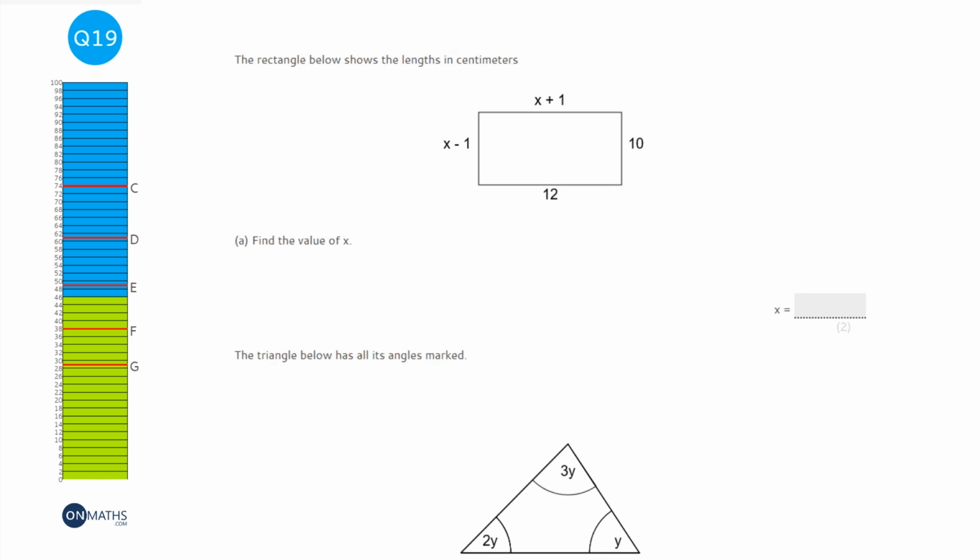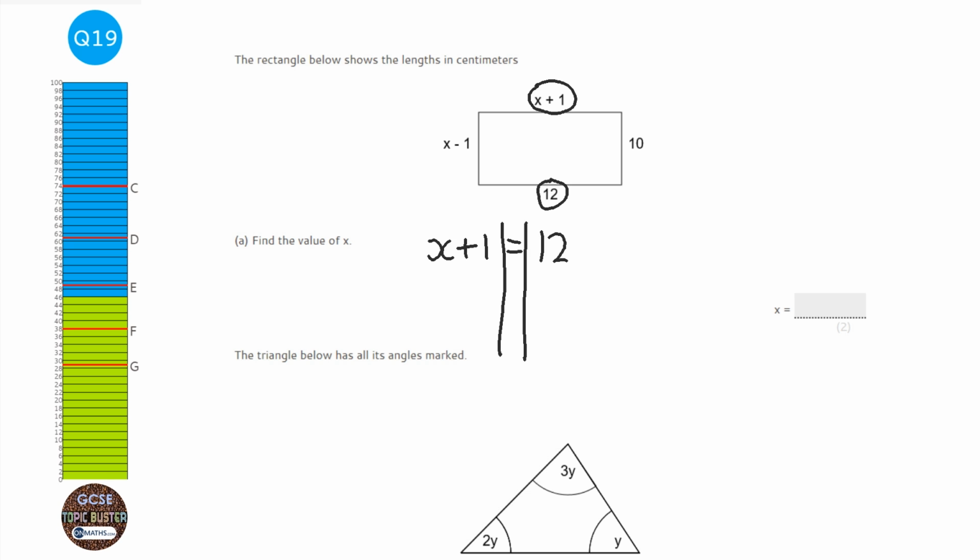Question A seems like a really complicated question, but it really isn't. If you think about what you know about a rectangle, you know that opposite sides of a rectangle are equal. So if you just write down x plus 1 is the same as 12, and then solve it. So what we're going to do is we're going to take away 1 both sides. Then x equals 11. So we know that x is 11.